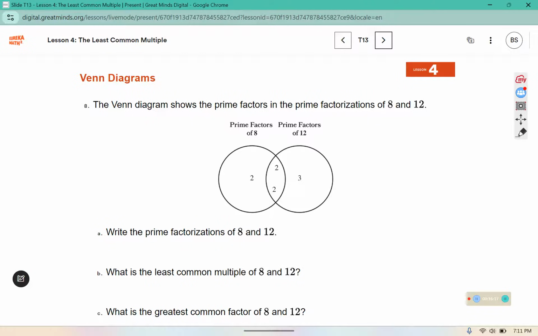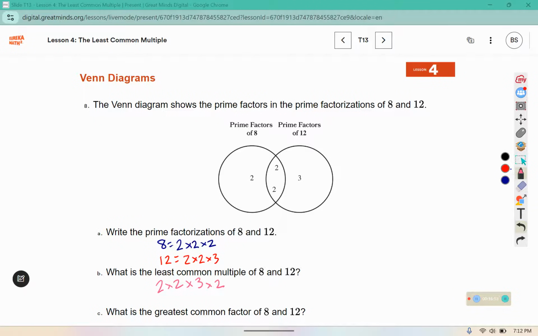Here I have factors of 8 include 2, 2, and 2. Factors of 12 is 3, 2, and 2. So for the prime factorization of 8, that is 2 times 2 times 2. And the prime factorization of 12 is 2 times 2 times 3. So the least common multiple is going to be 2 2's, because that's what they share, 1 3 from the 12, and 1 extra 2 from the 8.